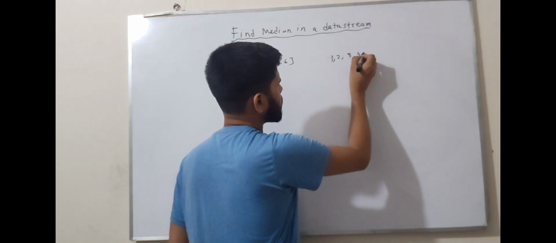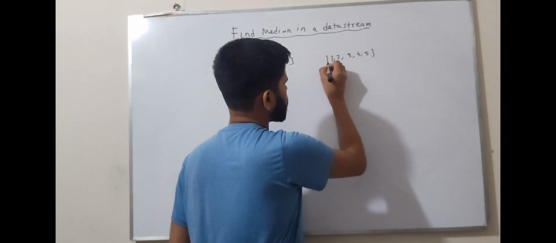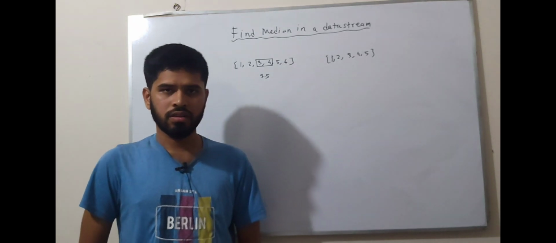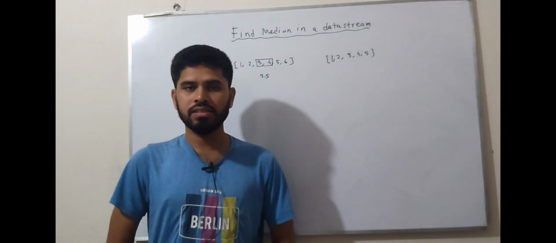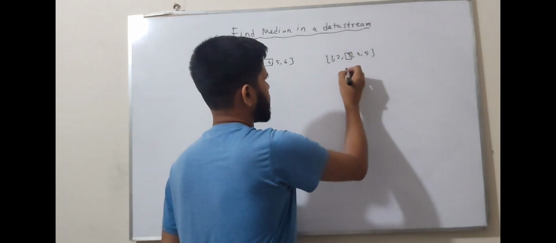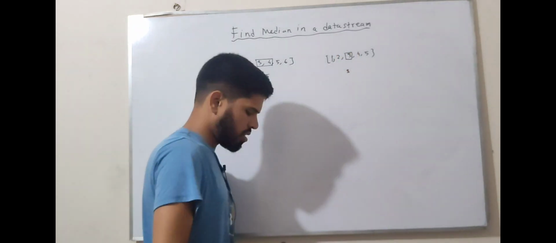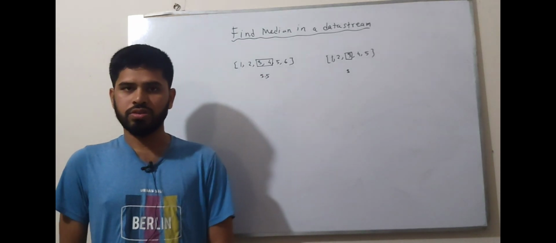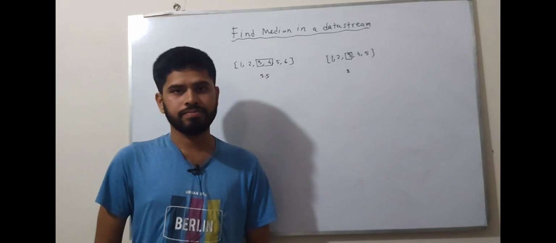What is the median of this stream? 1, 2, 3, 4, 5. Can you tell me the median? Since the length of this flow of integers is an odd number, the median is the middle number. So this is the median. Alright, so I hope you have understood how to find out a median.